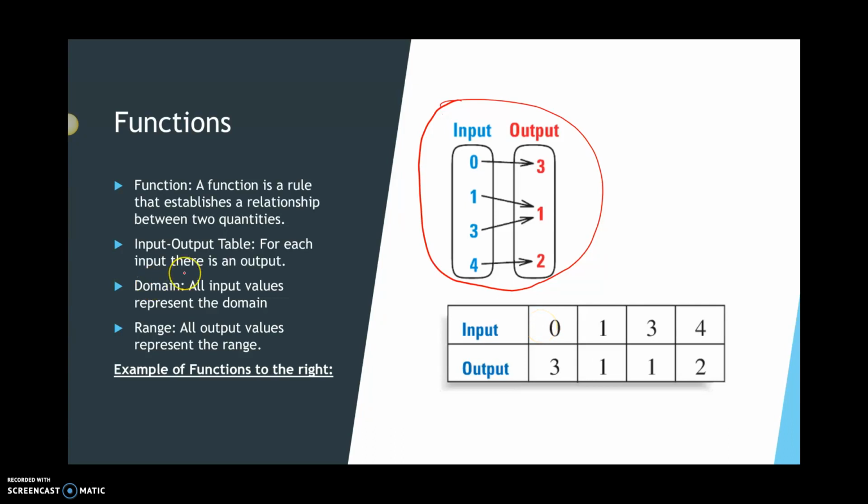So what you'll notice with some of the terminology with functions are domain and range. Domain are all input values that represent the domain. So input would be the domain. And then the range are all the output values. So our outputs are going to be the range. And on our chart here below too, it also has input and output, we have our domain as input and our range is our output.